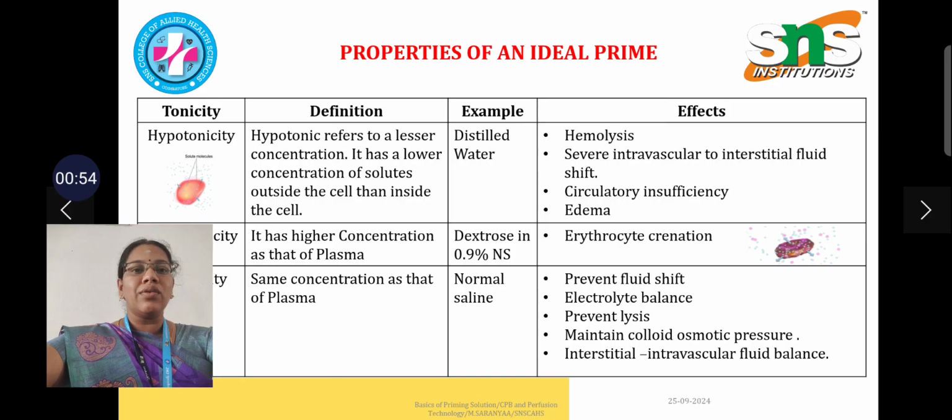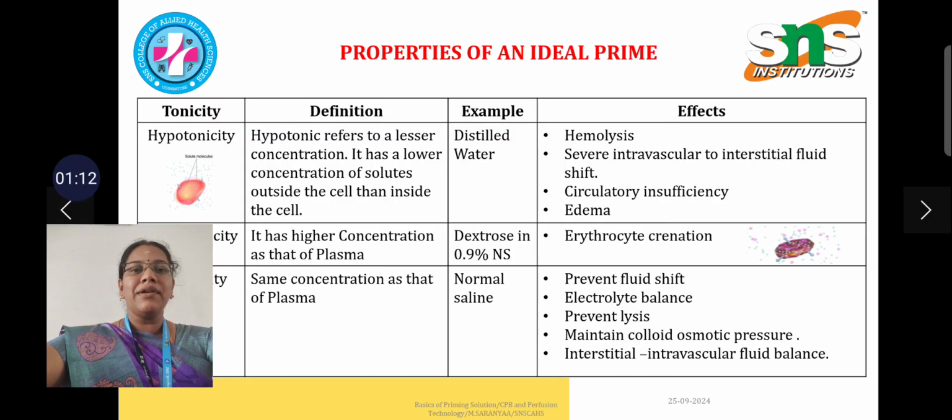Hypotonic refers to lesser concentration. It has a lower concentration of the solution outside the cell than inside the cell. For example, distilled water, where the concentration is less than that of plasma. This can lead to hemolysis, severe intravascular or interstitial fluid shift, circulatory insufficiency and edema.